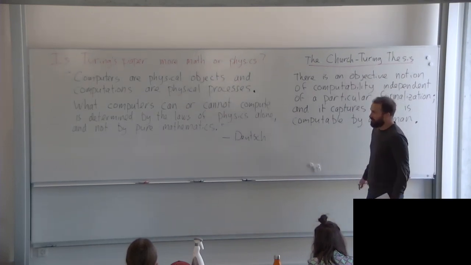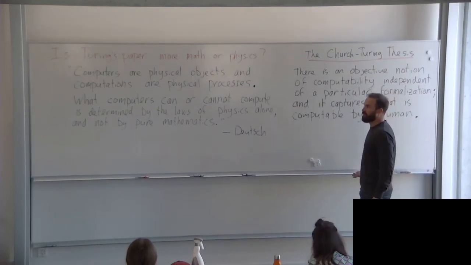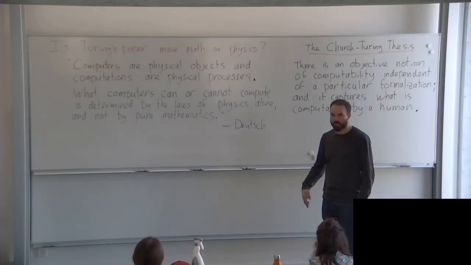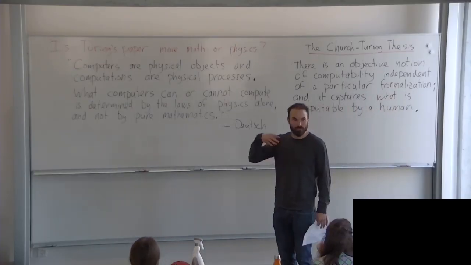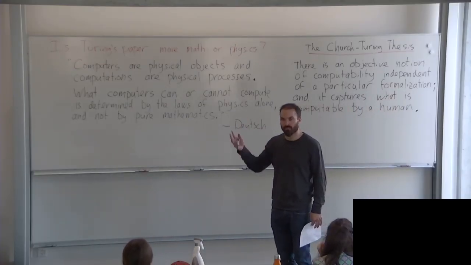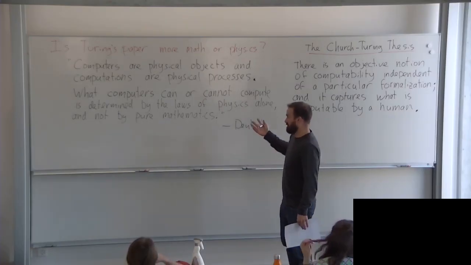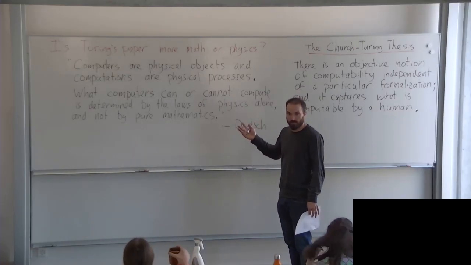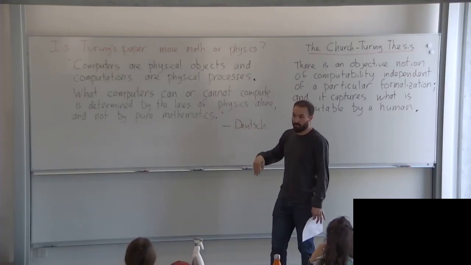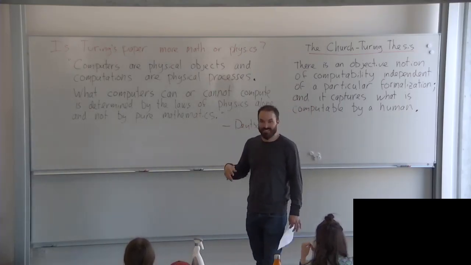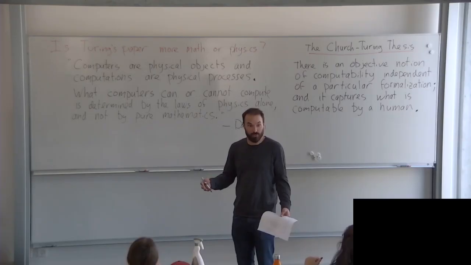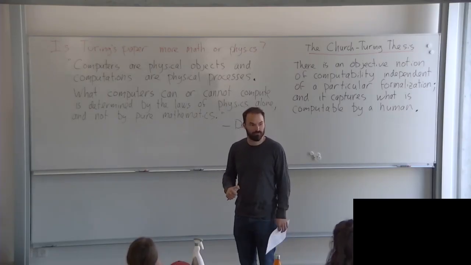So yeah, computers are physical objects, computations are physical processes. So on the old question of what can and what cannot be computed, Deutsch argues, well, it's a matter of physics. It's a matter of the laws of physics. What do the laws of physics permit us to harness, as processes that we can use for computation?